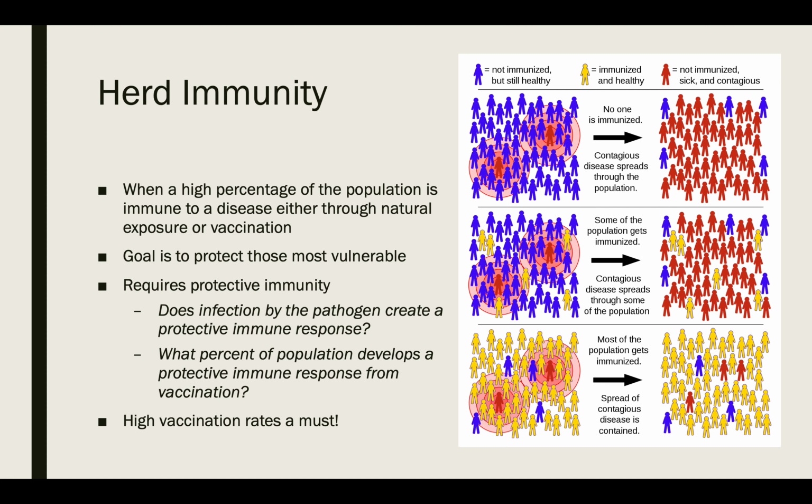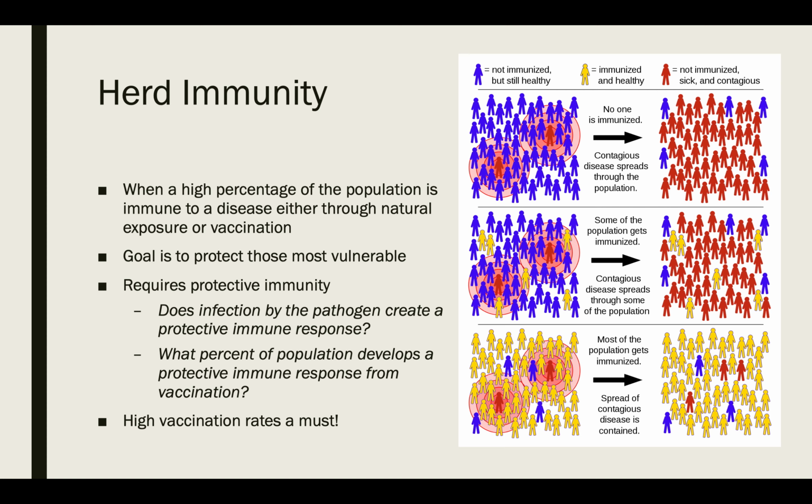So this requires protective immunity. As we think about developing vaccines, and if we want to get to this point of herd immunity, the vaccine is going to have to be effective. It's going to have to prevent infection by the pathogen. And with herd immunity, we also need to know what percent of the population develops a protective immune response from that vaccination.